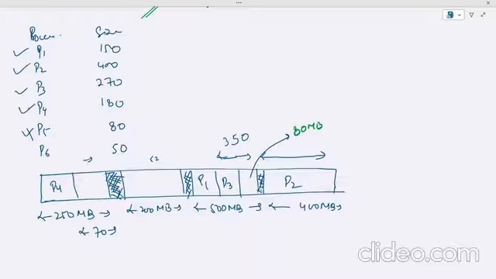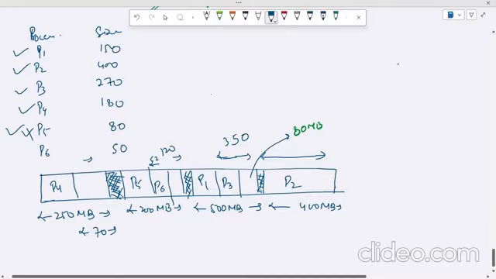Now next is P5 80, which has very high space, only the third block. So P5 gets 80 MB here, and the space left is 120 MB. Okay, so P5 is completed. P6 50 needed, very high space in the second block. So P6 gets space in the second block, which is 50. So the space left is 60 MB.